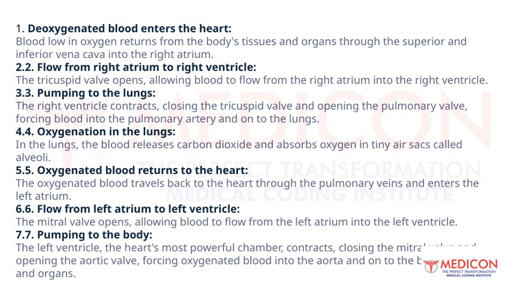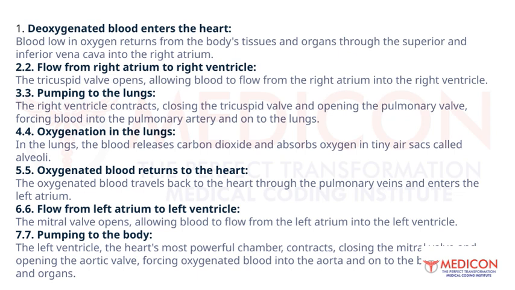Now, let's walk through the flow of blood in the heart, which is fundamental to understanding how our circulatory system works. First, deoxygenated blood, which has given up its oxygen to the body's tissues, returns from the body's organs and tissues through the superior and inferior vena cava. This blood enters the right atrium. From there, the tricuspid valve opens, allowing the blood to flow into the right ventricle.